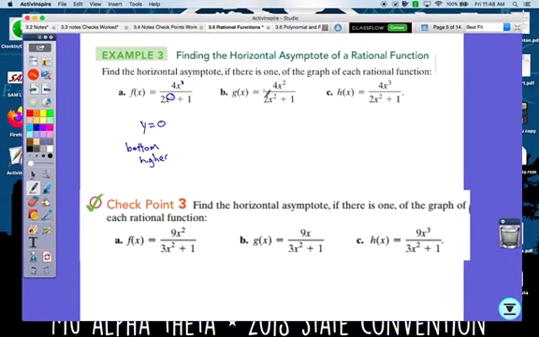All right, on B, you have an exponent of 2 on top and an exponent of 2 on bottom. So since they are the same, we're going to say y is equal to the leading coefficient of the top, so 4, divided by the leading coefficient of the bottom, which is 2. So you end up having a horizontal asymptote of y is equal to 2.